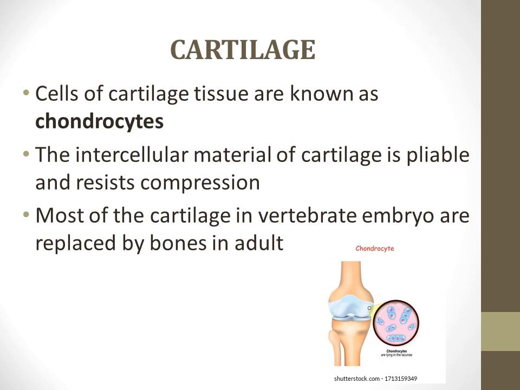Then the intercellular material of cartilage is pliable and resists compression. The cell is the chondrocyte, and between these chondrocyte cells the material is pliable, meaning flexible, and it resists compression. Cartilage tissue is a flexible type, right? Then most of the cartilage in the vertebrate embryo is replaced by bones in adults. That is the point we discussed now.